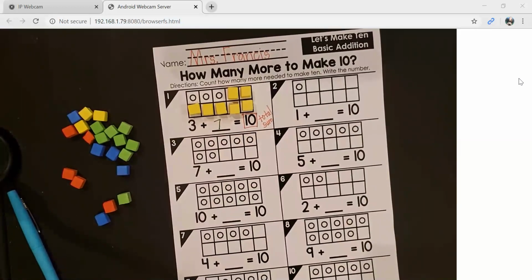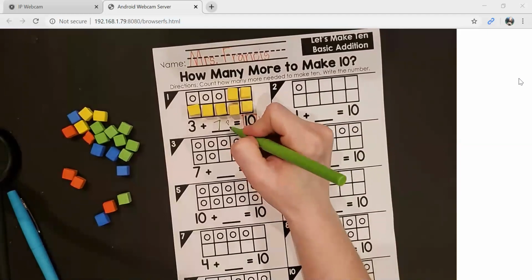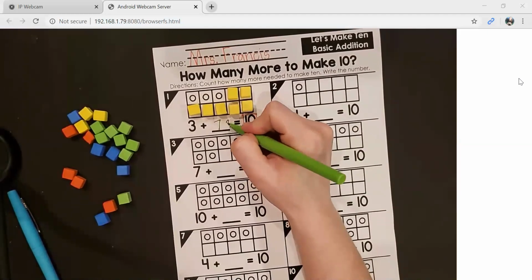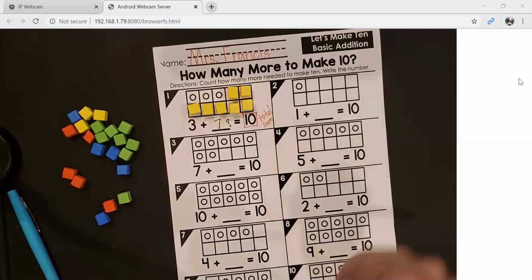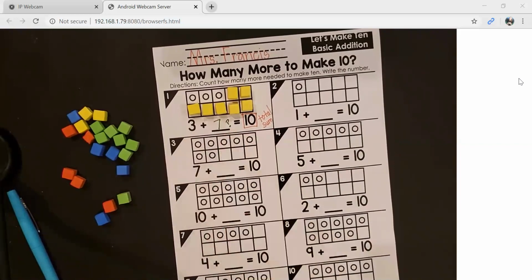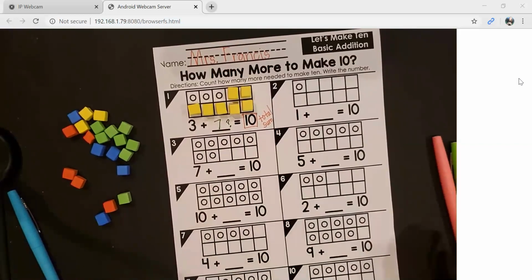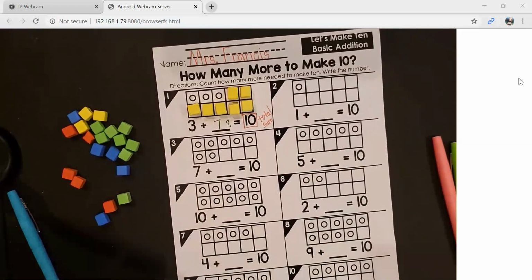What we're doing on this page, guys, is we are looking for a missing add-in. We don't know this second part. We know the first part and we know the whole, but we don't know the second part. And that's what's so great about using manipulatives. It helps us move things around until we can figure it out and solve it, okay?